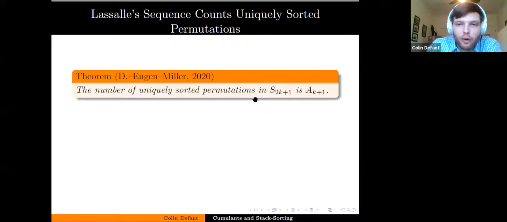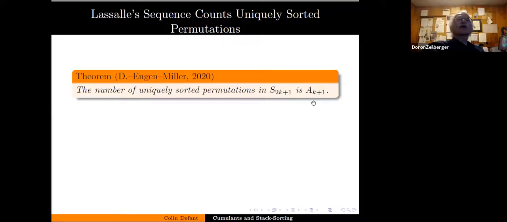They count these uniquely sorted permutations. So it turns out that the number of uniquely sorted permutations of size 2k plus 1 is the k plus first term in the Lassalle sequence. And I should mention that I'm not looking at permutations of even size because there are no uniquely sorted permutations of even size. So I only care about the odd size, and I just get these Lassalle numbers.